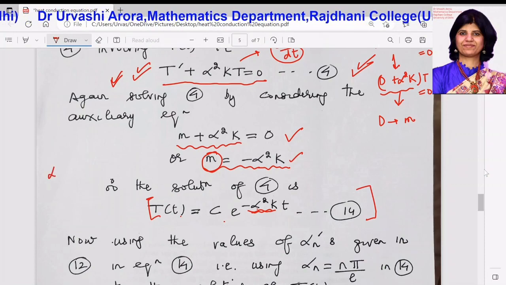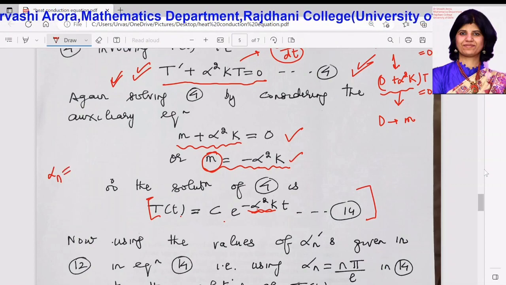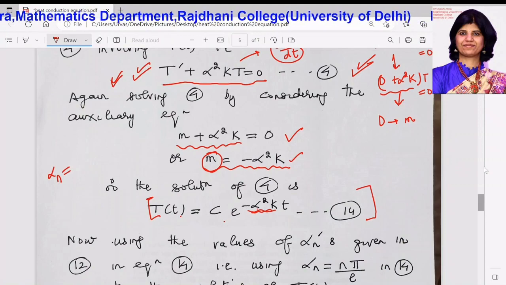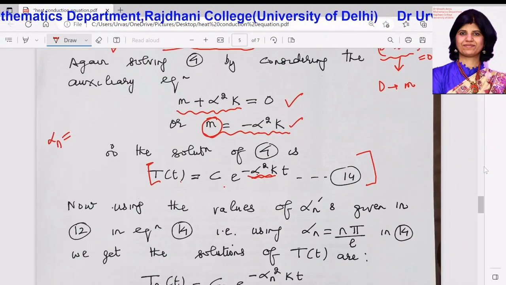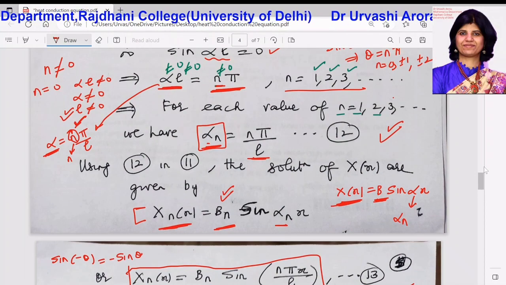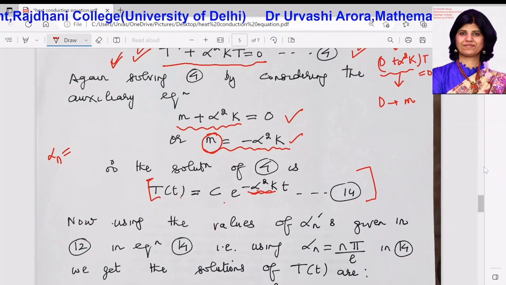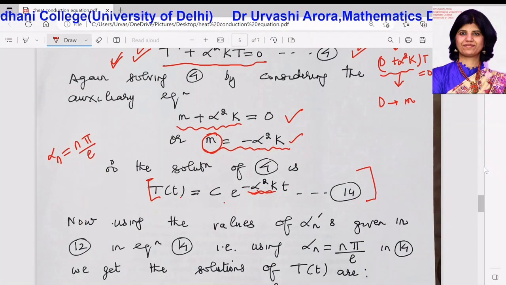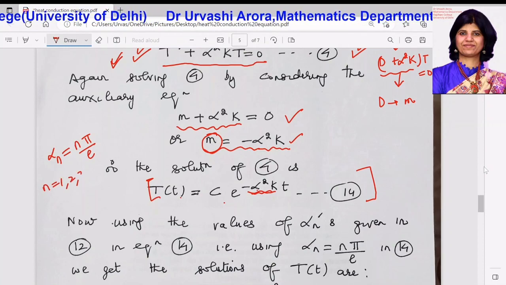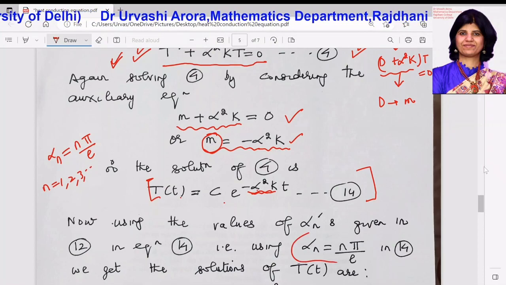The values of alpha that we have obtained so far: there is not one value of alpha, we have obtained infinite values of alphas. The values of alpha n are given by alpha n is equal to n pi by l. As I was saying, you have obtained infinite values of alpha n, where n is equal to 1, 2, 3 and so on. So alpha n is equal to n pi by l.